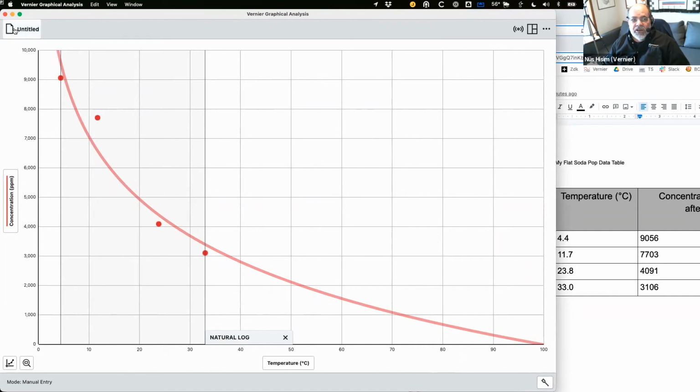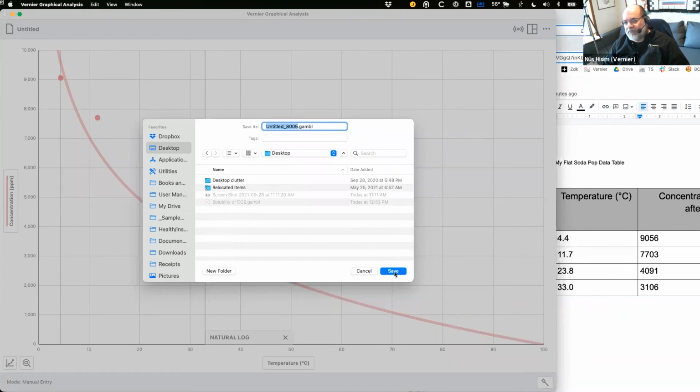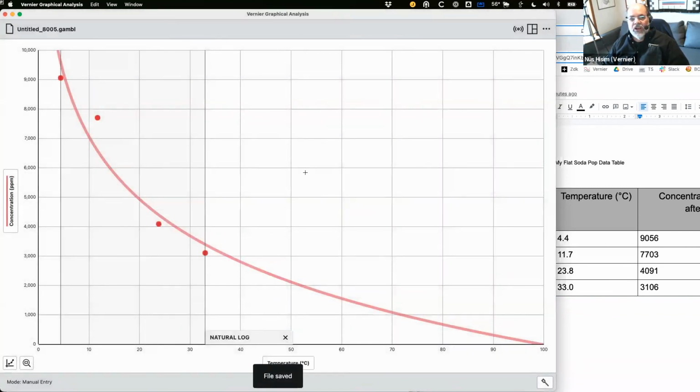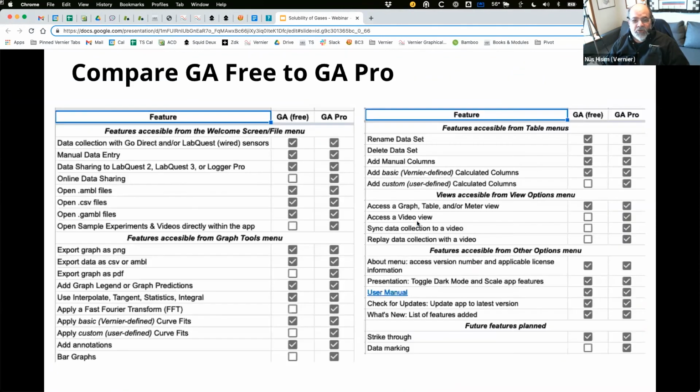Let me show you a couple of other things that are part of Graphical Analysis Pro. If you want to save this graph and you want to follow along, by all means do that. Right now would be the perfect time to save it if you do want to do that, because I'm going to show you some other stuff, and if you want to follow along and try it with me, you're welcome to do it.